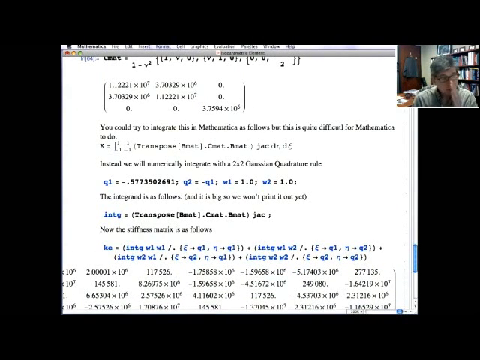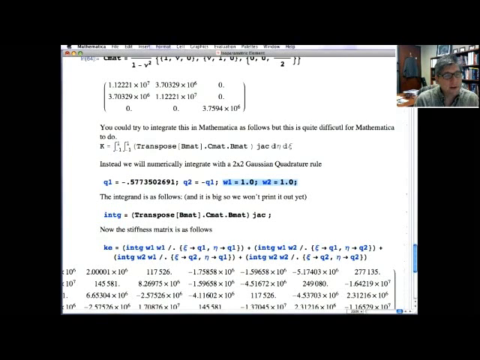All right. So here we're going to do a 2 by 2 quadrature rule. So we're going to integrate. These are the two quadrature points, minus 0.57735 and positive 0.57735. And then the respective weights, which are both 1.